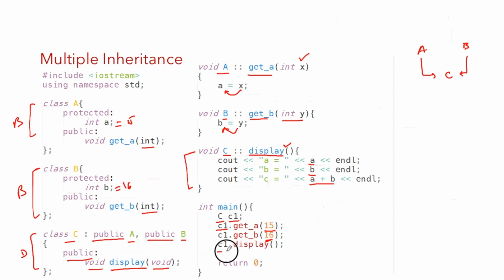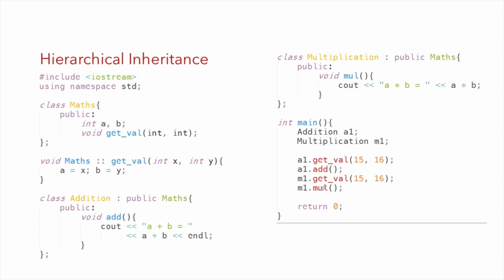And finally I'm calling function c1.display, so this part will be executed and it will display a equal to 15, b equal to 16, and c equal to the addition of these two numbers, that is 31, and then your program will end. So this is the output of this program. So multiple inheritance we have completed. Now we will move on to hierarchical inheritance.